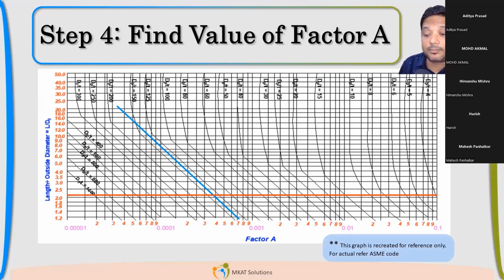So we are trying to figure out the approximate factor A. This is the line for D naught by T, and this is for L by D naught. So it's intersecting at this point. I'll draw a vertical line and find the factor. Now tell me what is the factor A value. Tell me how you will read this factor A value.